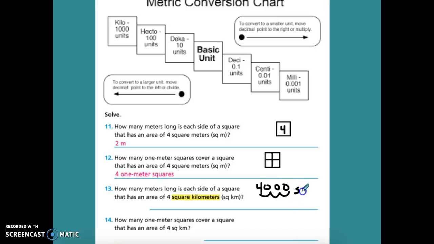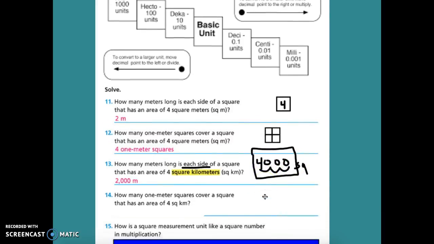So I end up with 4,000 square kilometers. Let's read the question really carefully, because it says, how many meters long is each side? Square kilometers is the area of the inside. So it's just like up here. This 4,000 is the area of my box. This is a square. It may not be perfect. Pretend it is. And I've got to think about what these sides would be in order to get 4,000. What do I have to multiply, base times height, to get 4,000? Up here it was 2. It's not going to be 2 here. That's way bigger than that. It's going to be a total of 2,000, right? 2,000 times 2,000 would give me my 4,000. So it's 2,000 meters is each side.